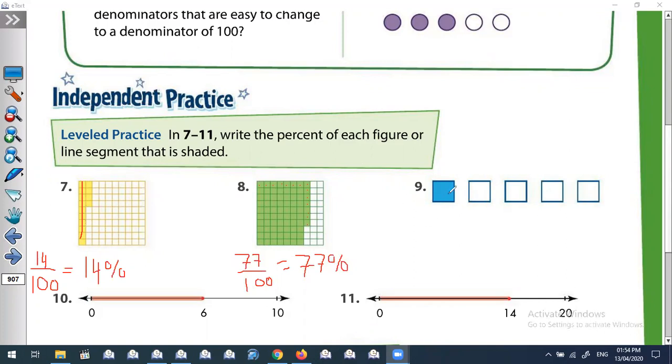Here, count the shaded one, just one part, over, count all parts, 1, 2, 3, 4, 5. How we can change 5 into 100? By multiplying by 20, and also multiplying by 20 up. So it will be 20 over 100. It should be 20%. So the answer is 20%.